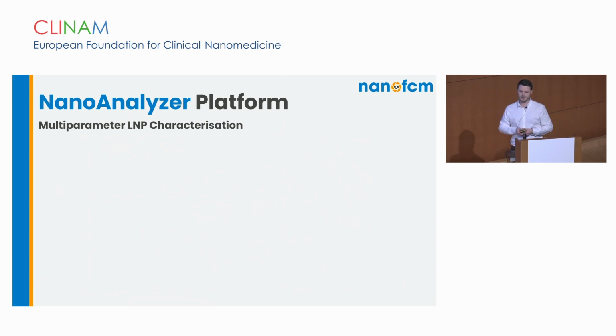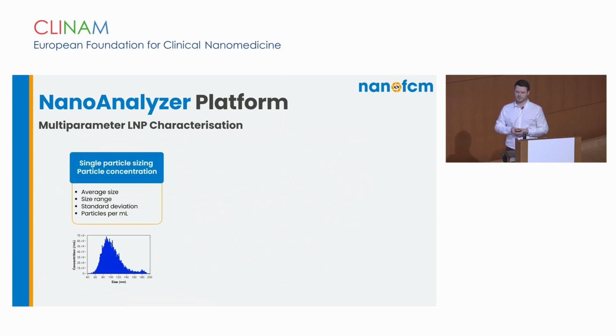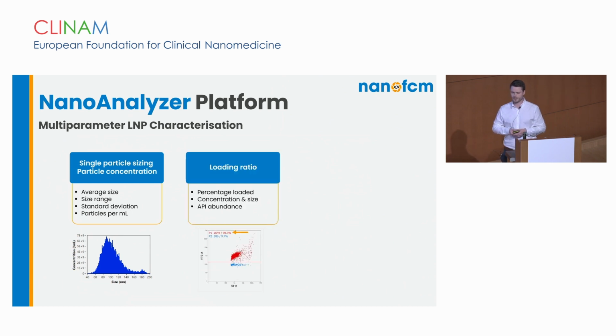So when we're looking at LNP characterization, what it means we can do is get that single particle sizing and particle concentration. You can see a typical sort of size distribution graph below there. So rather than just that bulk analysis you might see from the DLS, that's individual particles, each of which can have its own data exported for every single particle analysed.